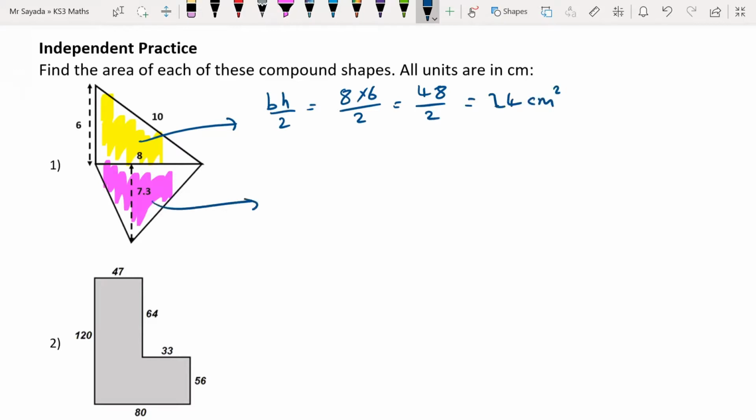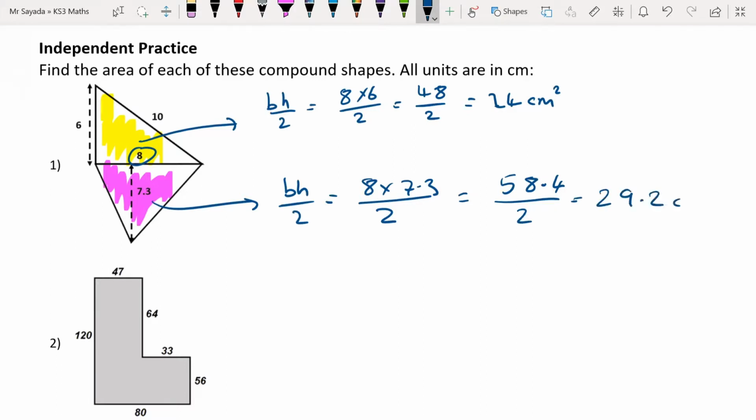For the pink triangle, I do base times height over 2. The base is 8, so 8 times 7.3 over 2. For all of these questions you shouldn't be using a calculator, but when you use Gelosia or another method, preferably Gelosia, you should get 58.4 over 2. And when you use the bus stop method to do that, you should get 29.2 centimeters squared. Let's have a look at question 2 now.